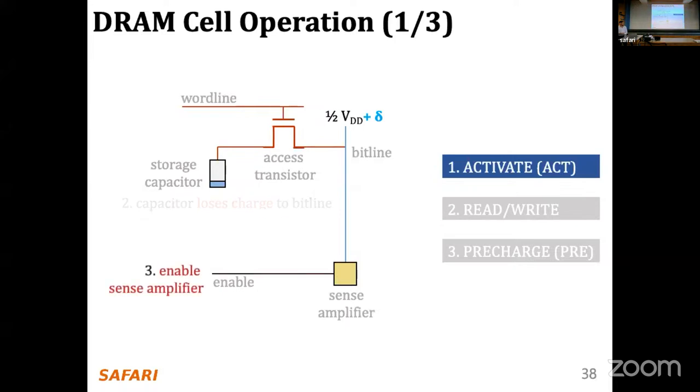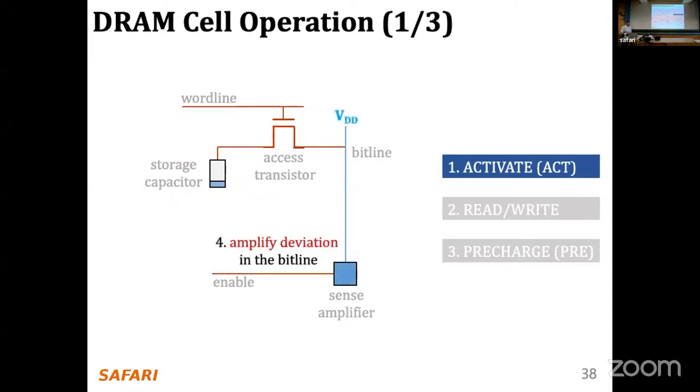bit line voltage. So the sense amplifier is enabled. And once it's enabled, it's going to amplify this difference that was put into the bit line with the charge that was stored in the storage capacitor. So this deviation can either go to a positive degree, so it goes to VDD, or it can be negative, so it can go back to zero in case the level stored in the storage capacitor is below a particular threshold.